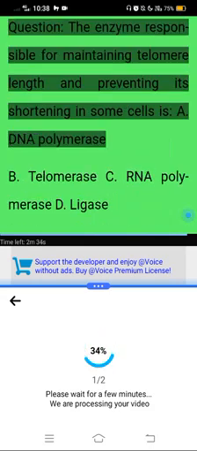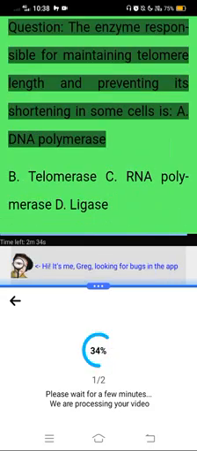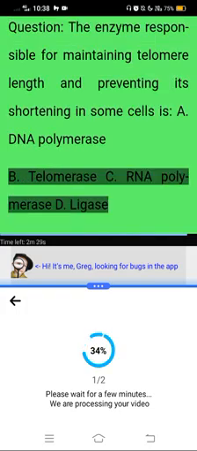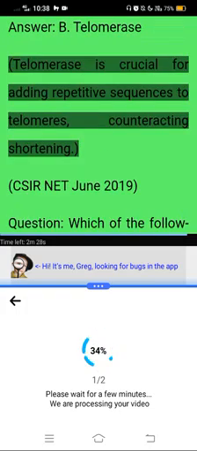CSIR-NET December 2017. Question. The enzyme responsible for maintaining telomere length and preventing its shortening in some cells is A. DNA polymerase. B. Telomerase. C. RNA polymerase. D. Ligase. Answer. B. Telomerase. Telomerase is crucial for adding repetitive sequences to telomeres, counteracting shortening.